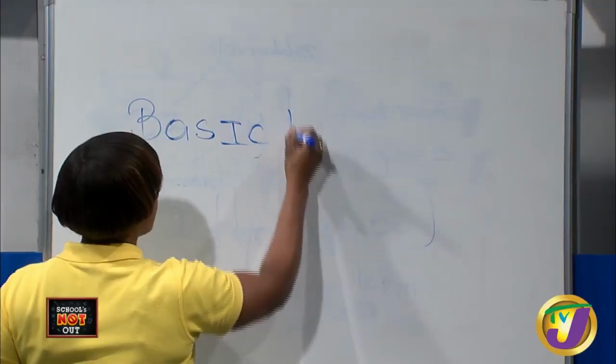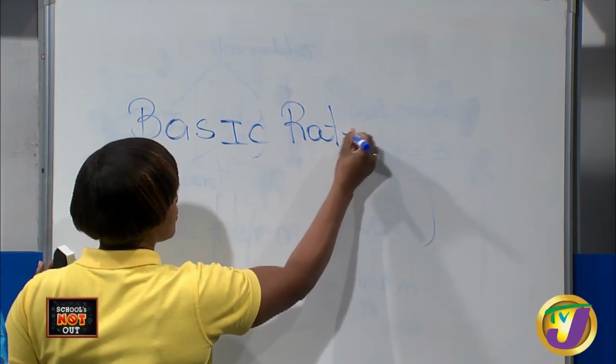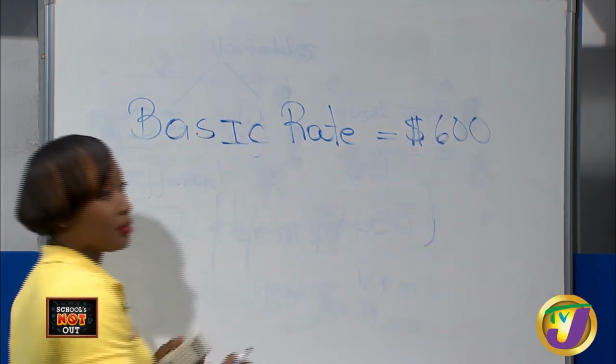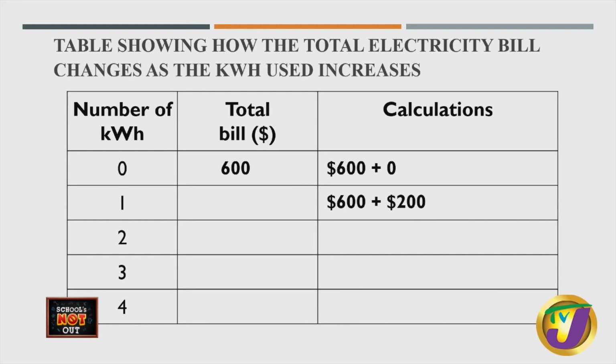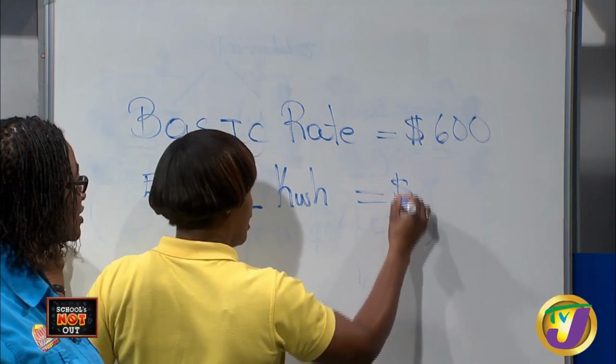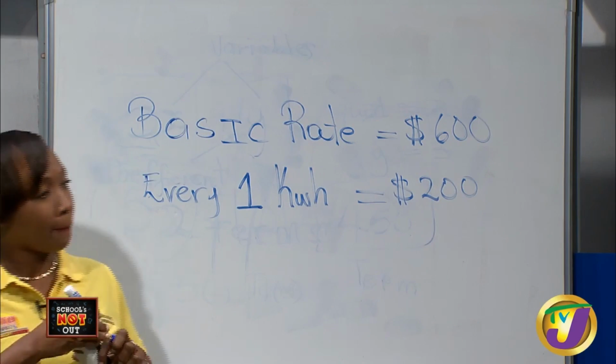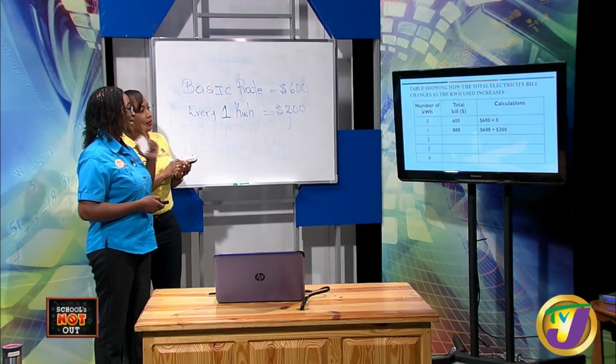Now, how about 1 kilowatt hour? Let's look back at our table. So this looks like I'm paying my flat rate of $600, and since I used 1 kilowatt hour, I am adding $200. That's what they said, right, Tom? That's what they said: $200 per kilowatt hour. I'm making sure to write it so you don't forget. So that gives us $800.